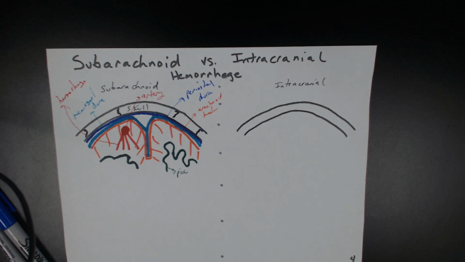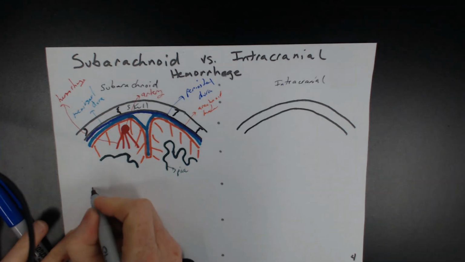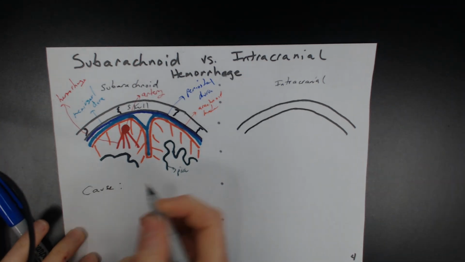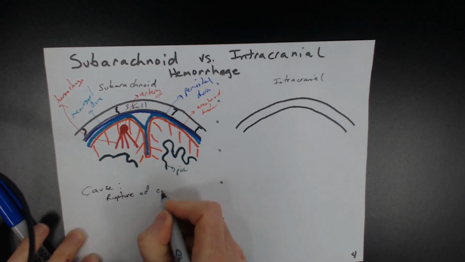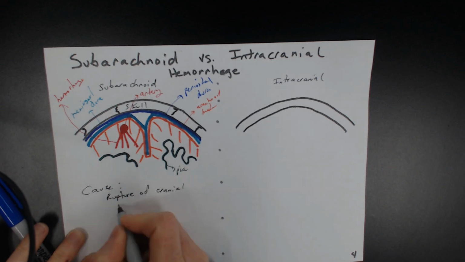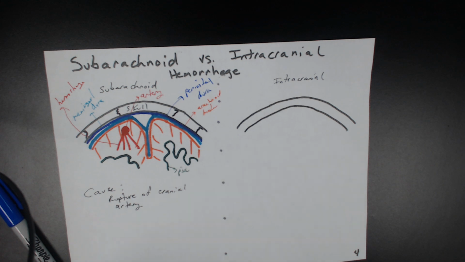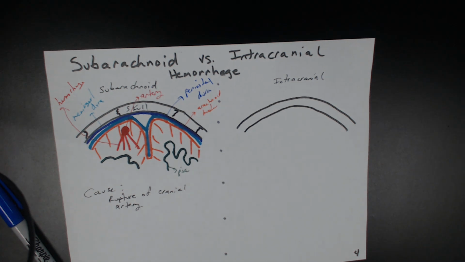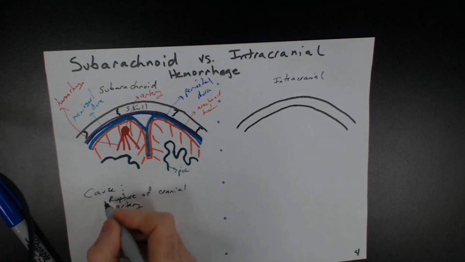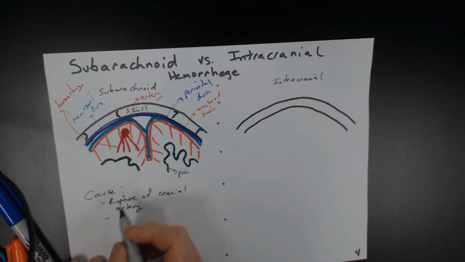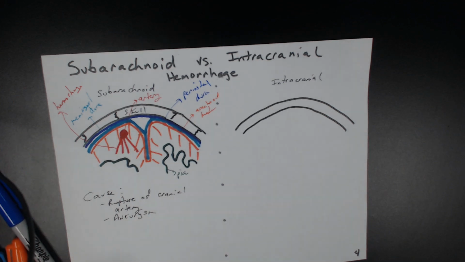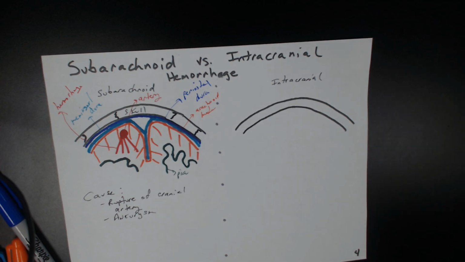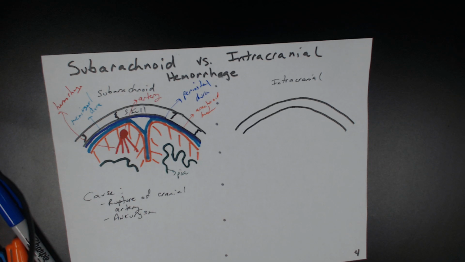So the cause, we go back and look at the cause for a subarachnoid hemorrhage. It's going to be caused by a rupture of a cranial artery. Okay. Could be due to something like an aneurysm. Does anyone know what an aneurysm is? That's okay. You don't have to answer. I'm not going to put you on the spot.